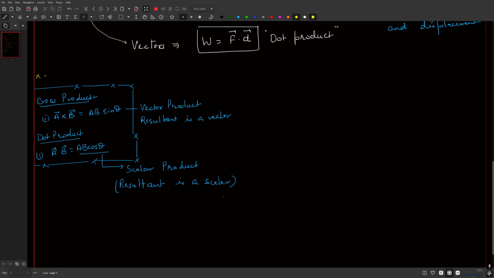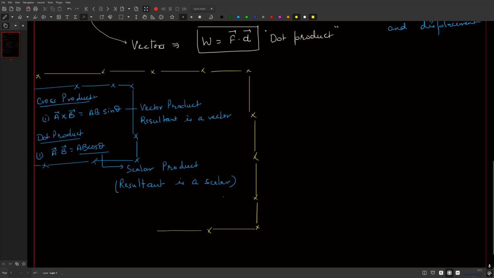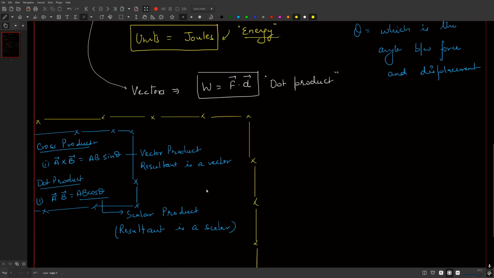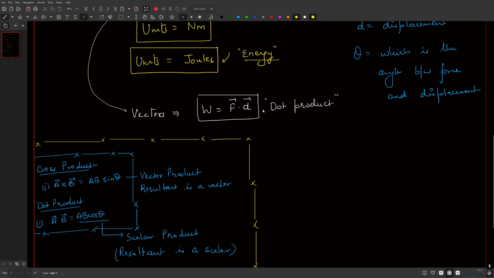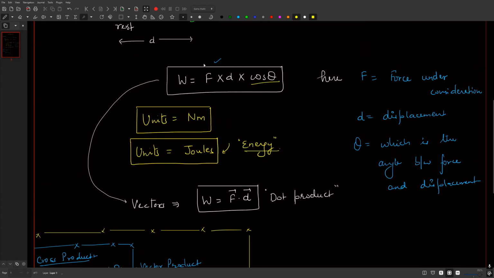This is only for the students who are familiar with vectors or who are preparing for JEE or AP C examination or equivalent examination. For AP 1 students who probably haven't done that much vector work, you can ignore the following definition for now. The only definition you need to remember is just force times displacement times cosine theta. That is the complete definition of work done.